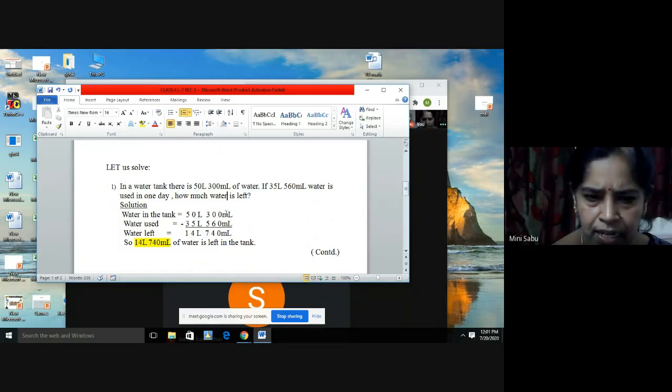50 liter, 300 I have written. Here also it is the same. This is 35 S, 560 S. This way you make sure that the number is written properly, then you can do subtraction.